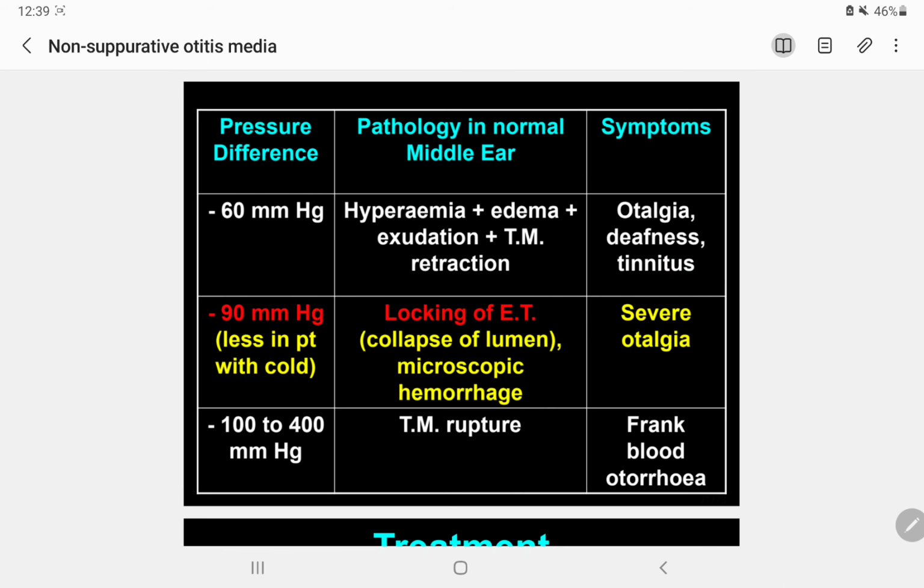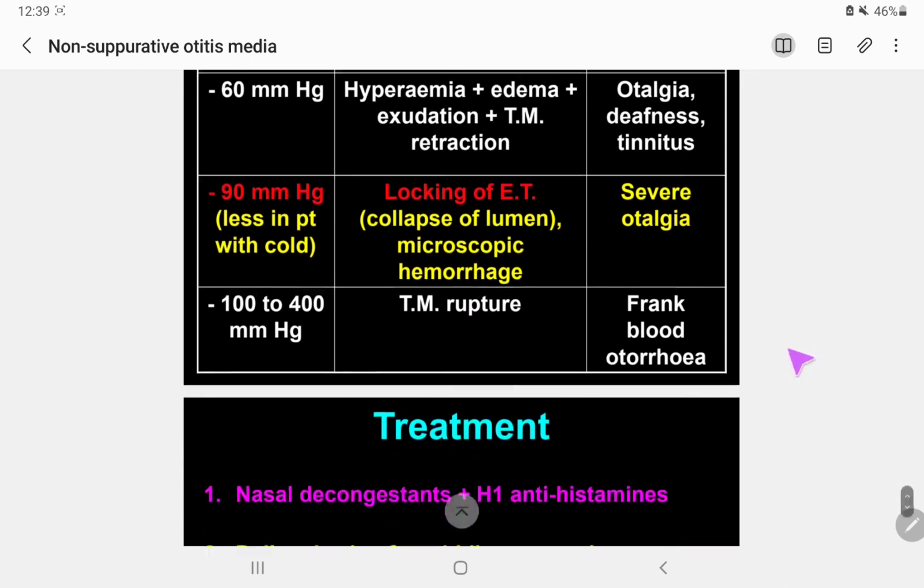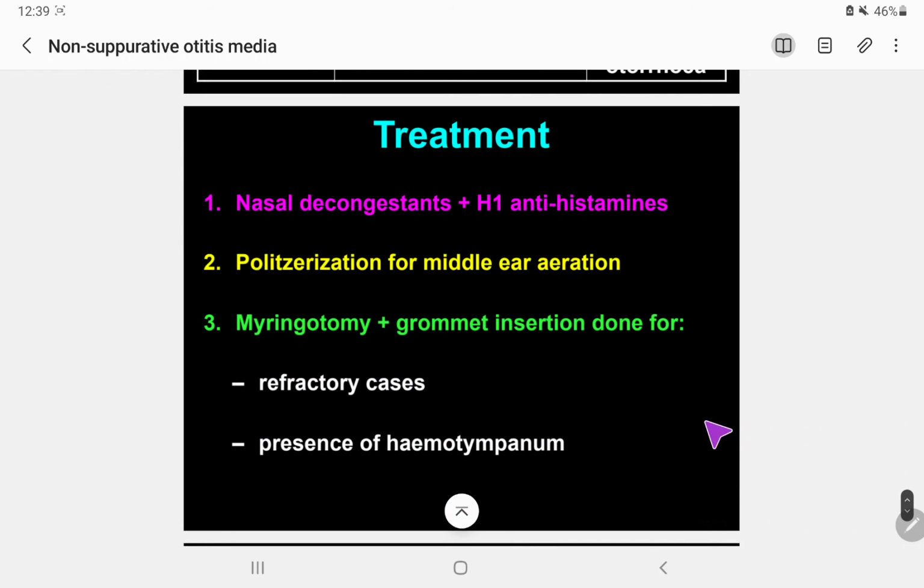But as the pressure difference increased, at -90 mm of Hg, there will be collapse of the lumen, that is locking of the eustachian tube will occur, and then microscopic hemorrhage can occur. And then the symptom has also worsened in severity, right? So severe otalgia occurs, at 60 to 90. Now let's go to -100 to -400. So there will be a rupture of the tympanic membrane, that will be the pathology, and then the symptom will be frank blood otorrhea, right? So how do we treat barotraumatic ear trauma?